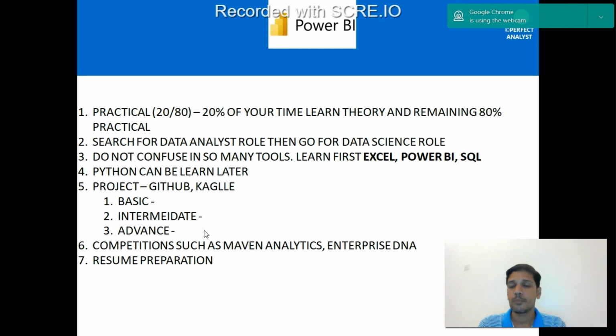Even there are other programming languages like R, and a lot of other programming languages, but I would suggest initially go for any kind of data analyst role where you will be focused on these three things: Excel, Power BI, and SQL.